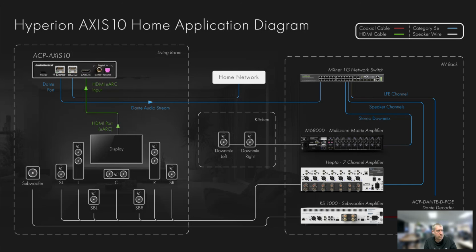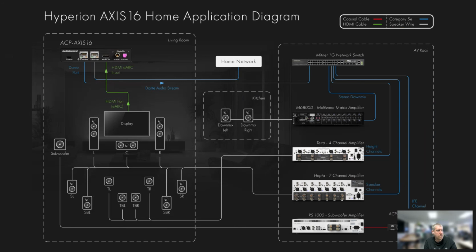And then the Axis 16 diagram is basically the same thing, right? Just with more channels. So we have a Hepta 7 and a Tetra 4-channel amplifier in there to get the extra channels from the Axis 16, but basically everything else is identical.